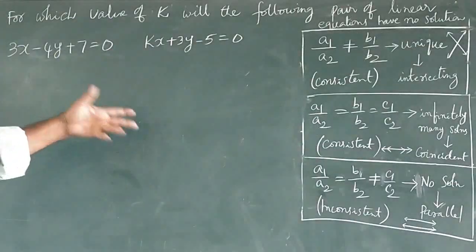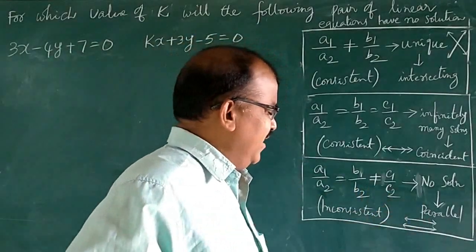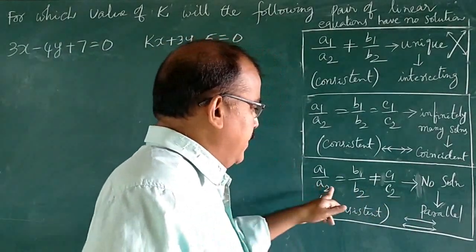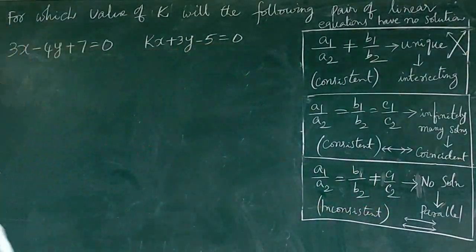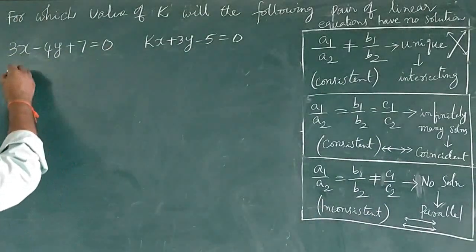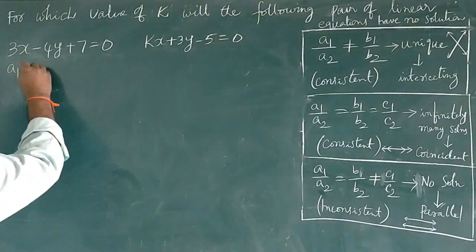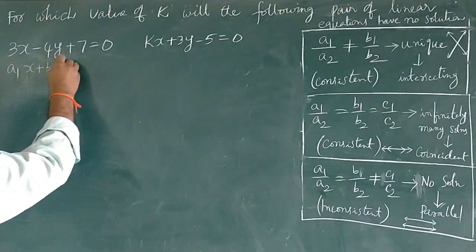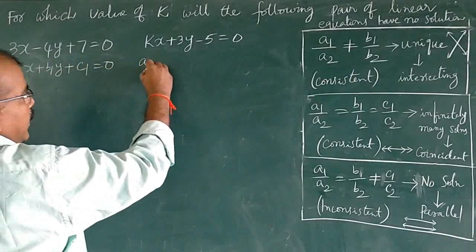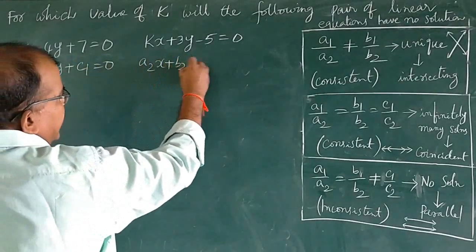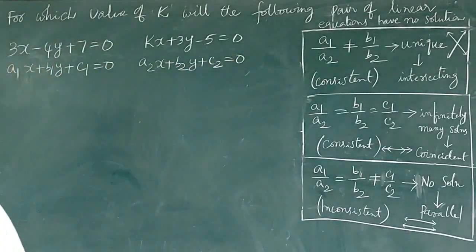Okay, this is the third model: no solution, parallel, inconsistent. The condition is a1 by a2 is equal to b1 by b2 is not equal to c1 by c2. So compare with the general form: a1x plus b1y plus c1 is equal to 0, a2x plus b2y plus c2 is equal to 0.